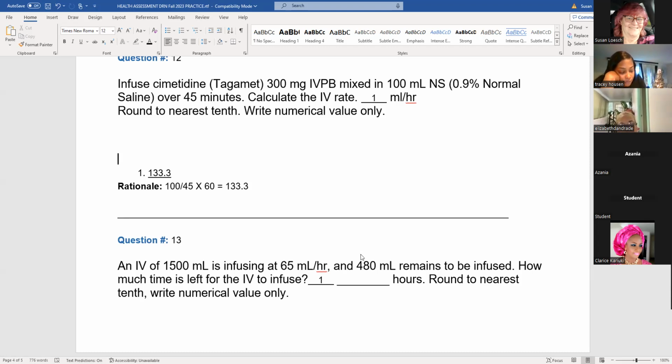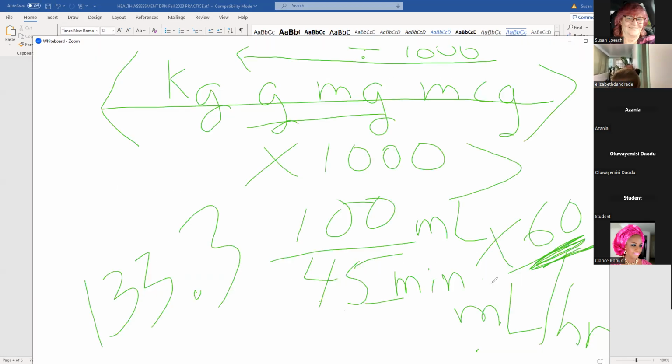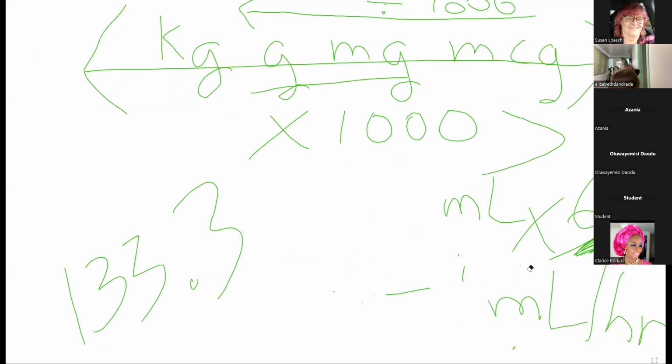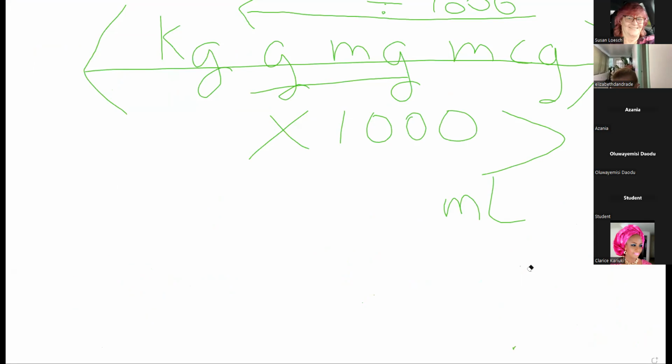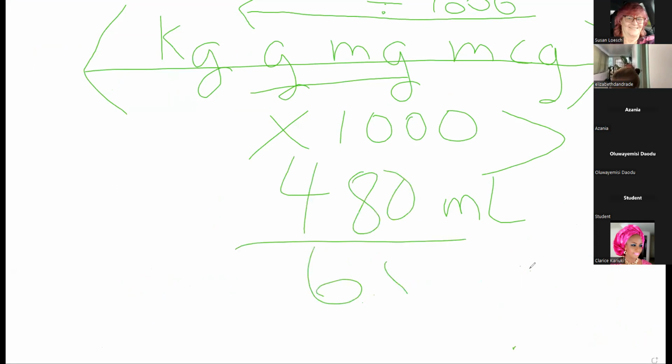All right, so let me just go to the whiteboard. Yes, please go to the whiteboard, Ms. Loesch. So you had 480 mL left, and it was asking you for how much time left. So you have 480 left. You're going to divide that by 65. That gave you 7.38.